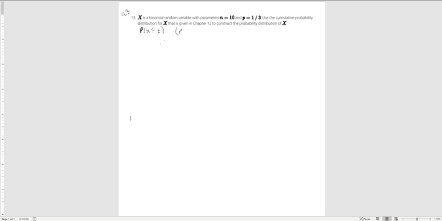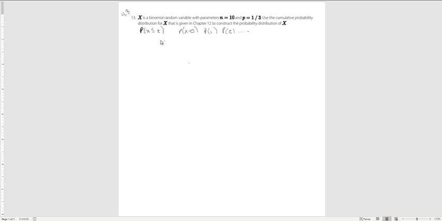So in this case, we need to find the probability that x equals 0, probability that x equals 1, 2, etc.